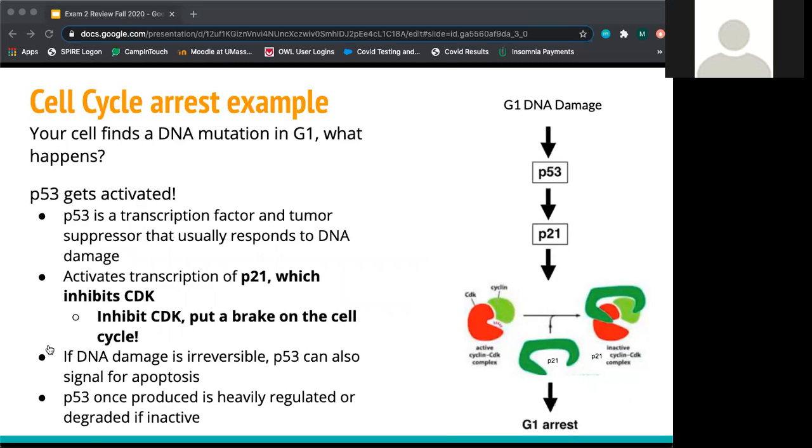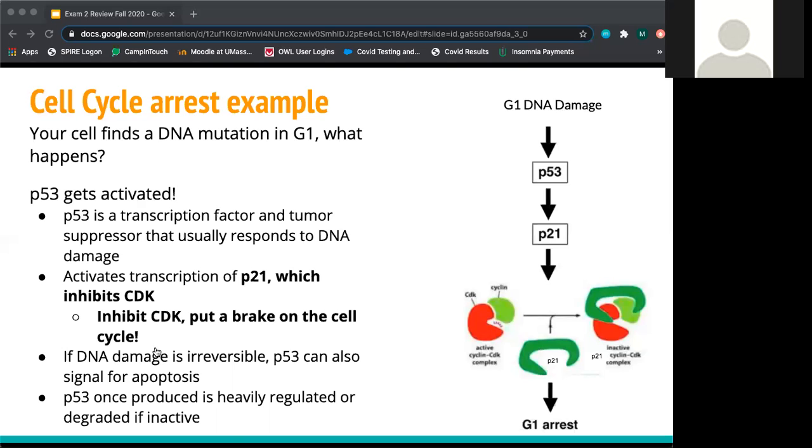Okay. So this is just going to be an example of cell cycle arrest. If there's a mutation in the DNA in the G1 phase, then P53 would get activated. As we talked about, P53 is a transcription factor and a tumor suppressor, and its job is to respond to DNA damage. It does this by activating the transcription of P21. P21 is a CDK inhibitor. If it inhibits CDK, then it would put a brake on the cell cycle, because the cell cycle is dependent on the CDK activity.